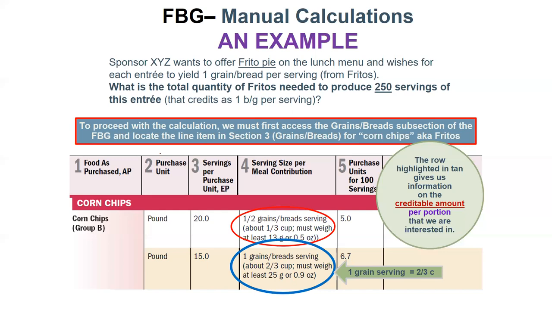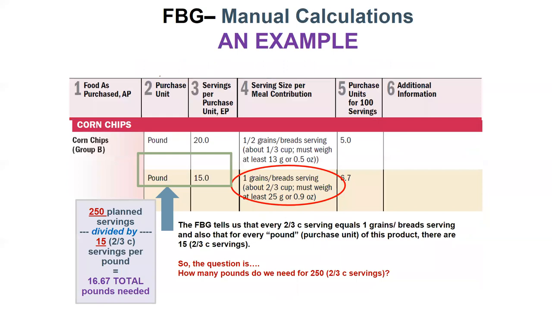There is a row specific to one half serving and a row specific to providing enough to offer a full serving of bread grain. The second row is the one that we are interested in. This table tells us that there are 15 one-serving portions in a pound of corn chips, and that it takes about 2/3 of a cup of corn chips to credit as a single bread grain serving.